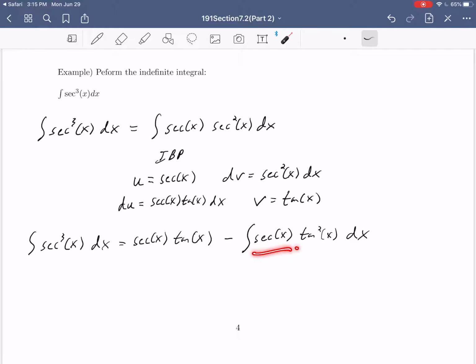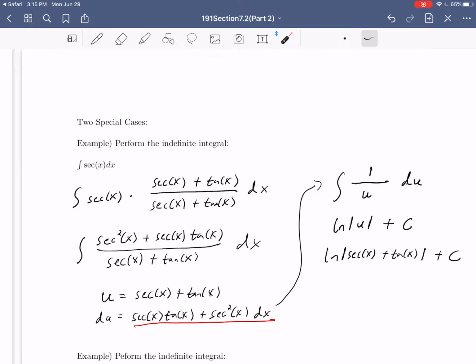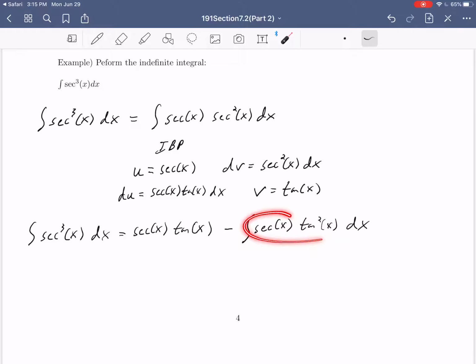Okay, let's go back and check. We've got odd secant, even tangent. Odd secant, even tangent. So we're still stuck in this situation. It didn't make it any better. So it's still not one that we can easily u-sub, but I guess we could mess around with it a little bit. We've got this tangent squared, and we know a Pythagorean identity for that.